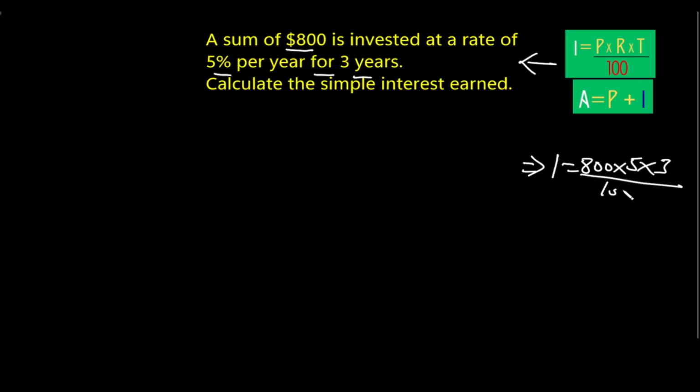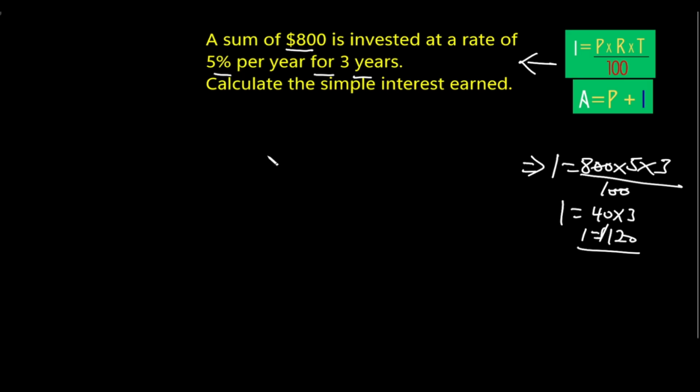So all over 100. Now this 20 cancels out, and now we are going to have 8 times 5 is 40, times 3. 40 times 3 is 120. So using this formula, we now have $120. But without using the formula, how can we calculate the simple interest? Because if you know how I'm going to show you, you can be able to solve questions related to compound interest.